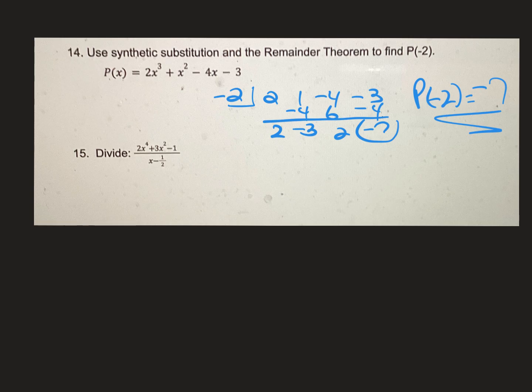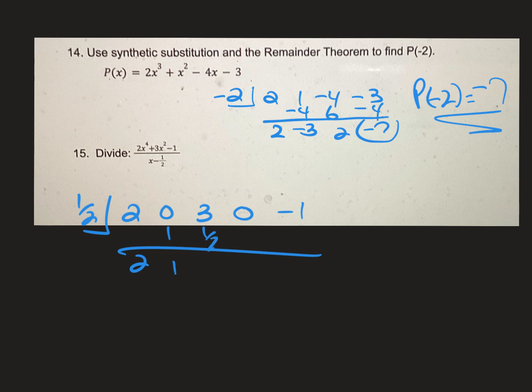Number 15, just divide. 1/2 goes in the box. I've got a 2, a 0, a 3, a 0, and negative 1. Bring the 2 down. Half of 2 is 1. Add. 1/2 times 1 is 1/2. If I add those, I get 7/2. Multiply these two. You just multiply the numerator and denominator. You get 7/4.